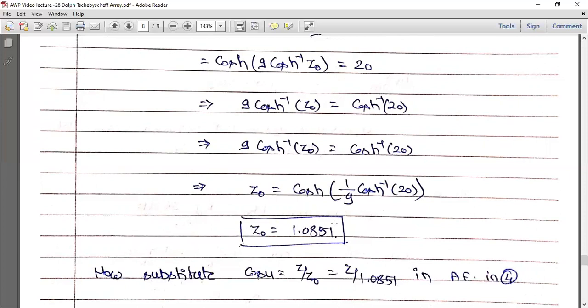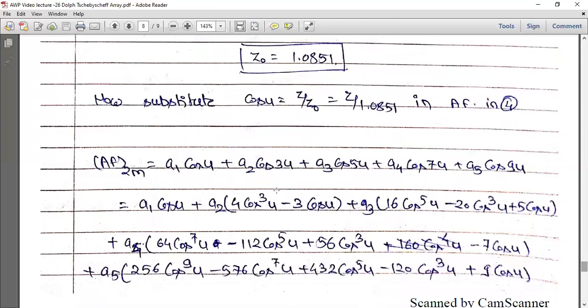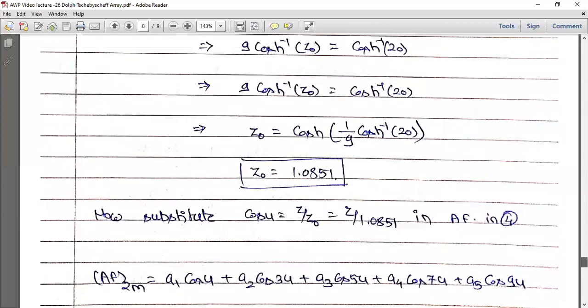If you are not comfortable with this, you should consider that you have to replace cos u by Z by Z0. That's it. So when you substitute this in the array factor given in 4, the expression looks like this: a1 cos u plus a2 cos 3u plus a3 cos 5u plus a4 cos 7u plus a5 cos 9u. Cos u is cos u itself. Cos 3u can be written as 4 cos cube u minus 3 cos u. Cos 5u can be written by this, cos 7u by this, and cos 9u by this. And you replace every cos u by Z by Z0.